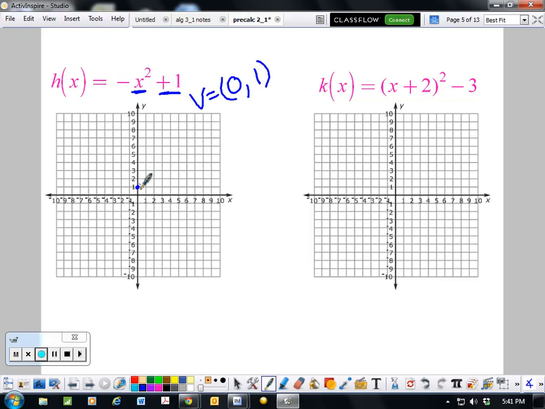And then my pattern of changes here, my a is negative 1. So the pattern is going to be 1 times negative 1, 3 times negative 1, 5 times negative 1. And so now I can graph. So I'm going to go down 1 over 1, down 3 over 1, and down 5 over 1. And there's our parabola.